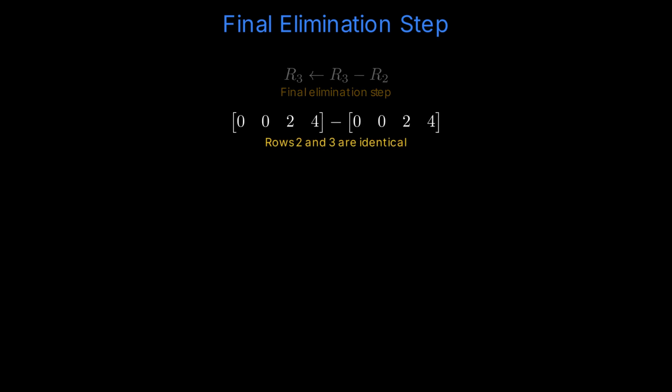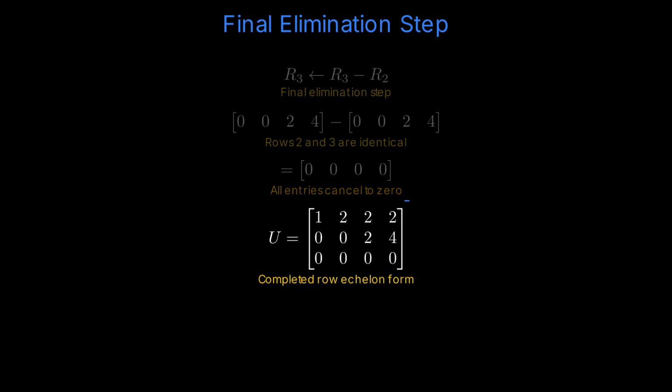Now we finish elimination. Row 3 minus row 2, we take 0, 0, 2, 4, and subtract 0, 0, 2, 4. 0 minus 0 is 0. 0 minus 0 is 0. 2 minus 2 is 0. 4 minus 4 is 0. That gives us 0, 0, 0, 0, a completely 0 row. The echelon form U is now complete. Row 1, 1, 2, 2, 2. Row 2, 0, 0, 2, 4. Row 3, 0, 0, 0, 0.